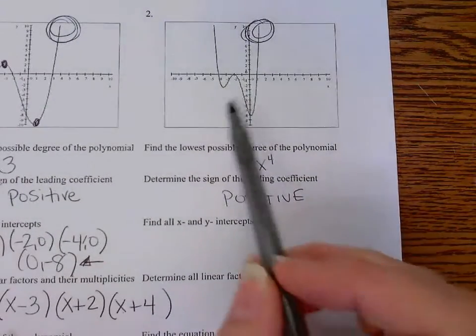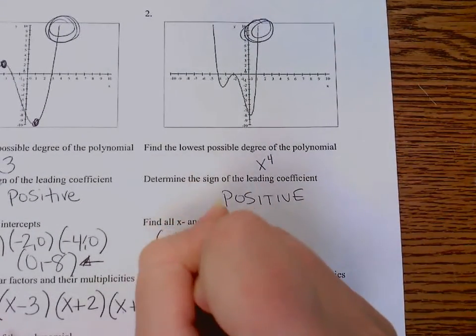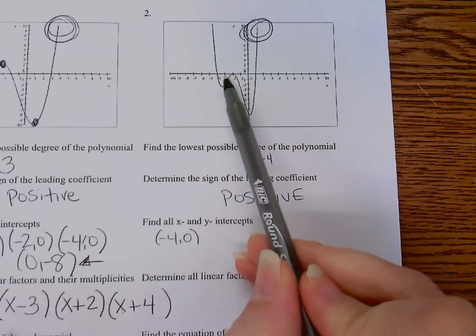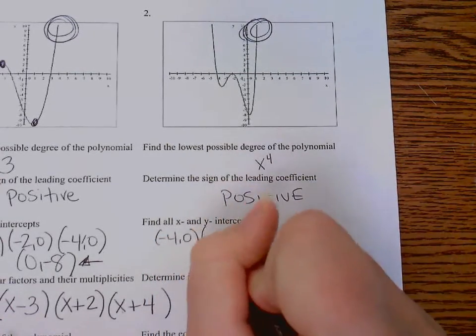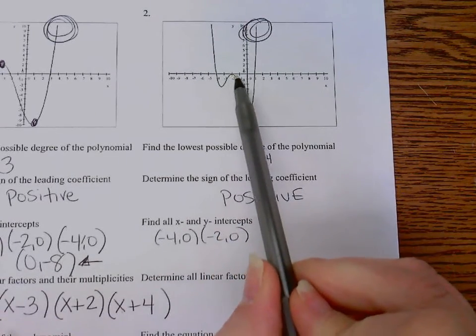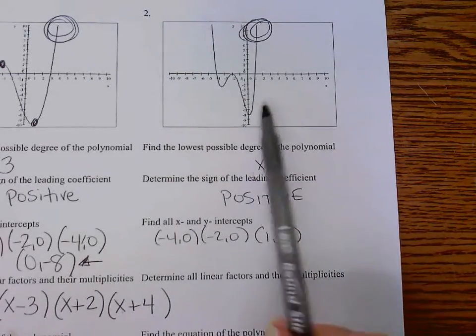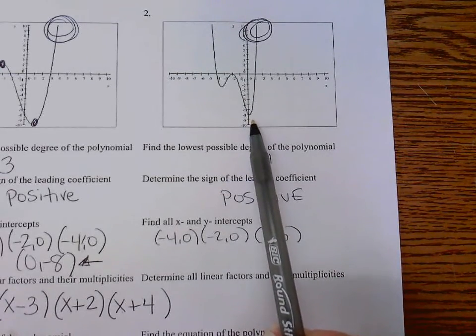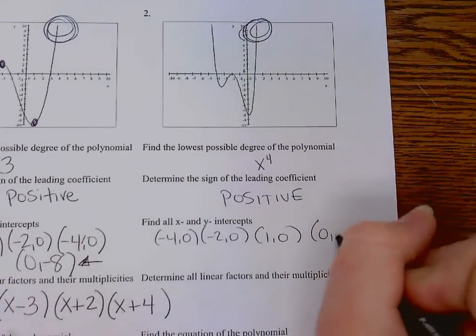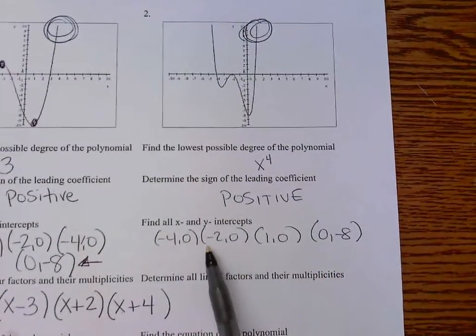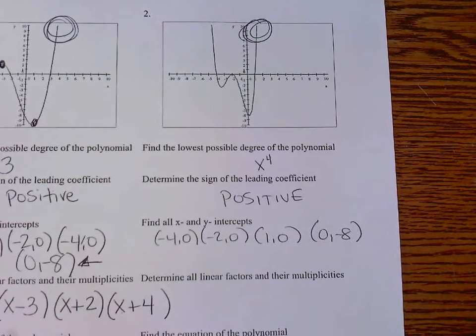All right, find all the x and y intercepts. So let's see, I've got an x-intercept at -4. I have another x-intercept at -2. My last x-intercept is at 1. And what's my y-intercept? It looks like -8. 0, -8. So just being comfortable writing coordinates correctly. I think that's something we struggled with at the beginning of the year, but hopefully being consistent how to write an x-intercept versus a y-intercept. To me, that's kind of a big idea from algebra.